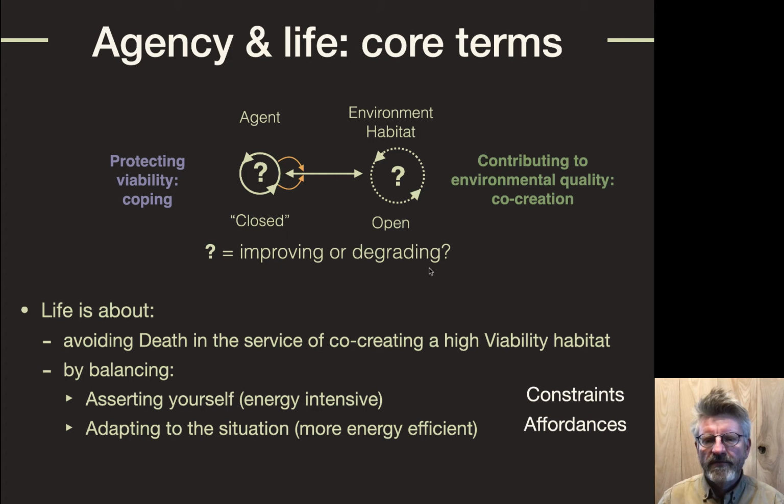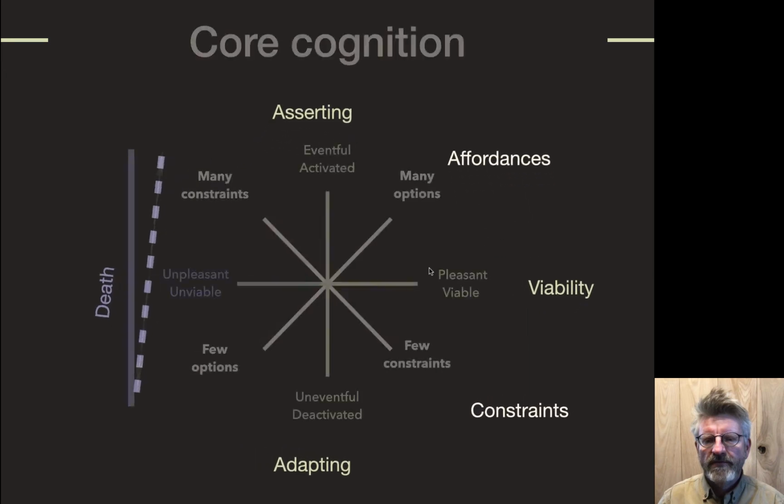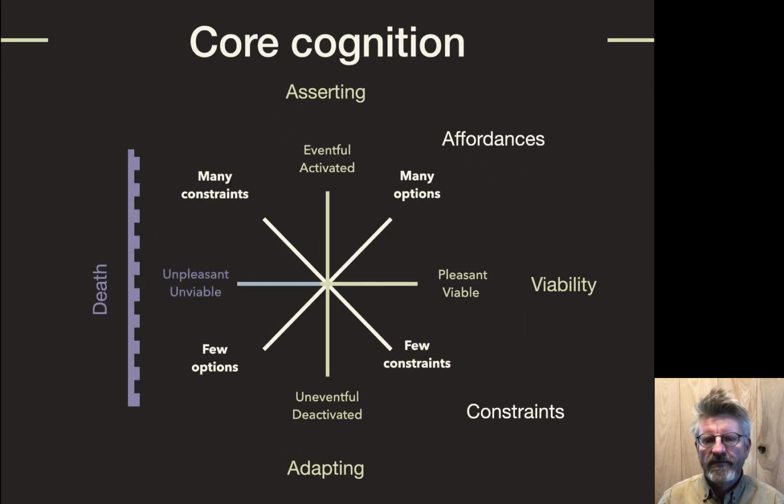So this is all related to what I call core cognition, and that is a topic for a fair part of the System View on Life course. But core cognition is about avoiding death and avoiding unpleasant and unviable situations and working towards pleasant and viable situations. This is the viability axis. This is far from death. So this is where you want to be. A thriving agent is here. A struggling agent is here.